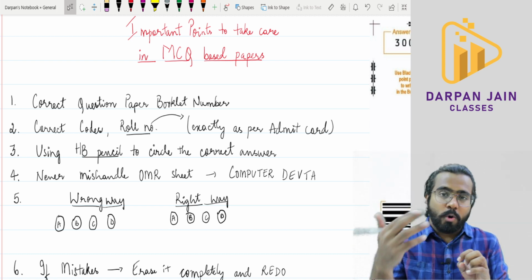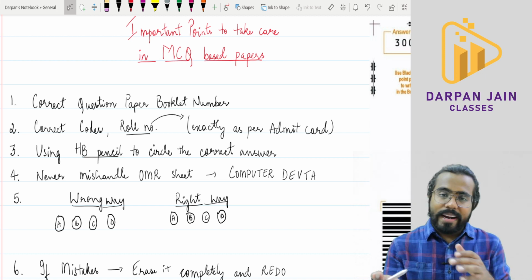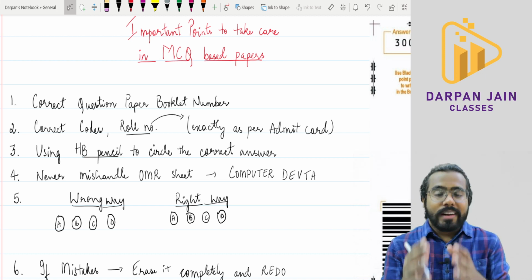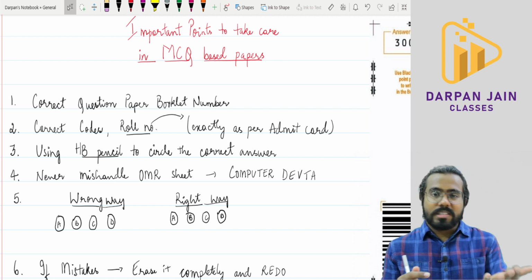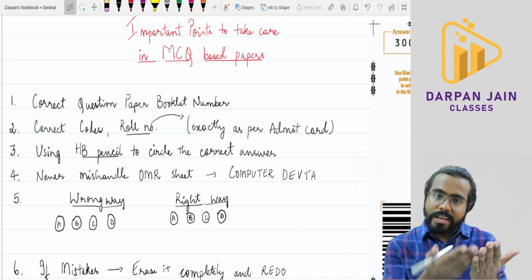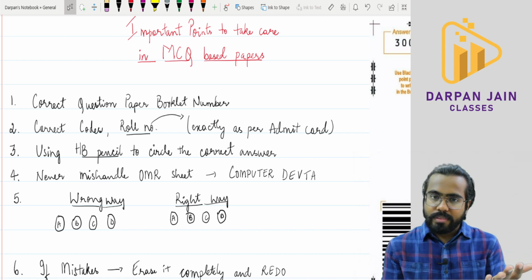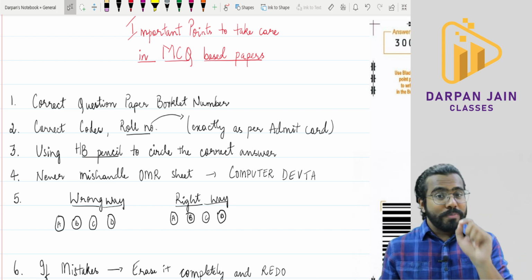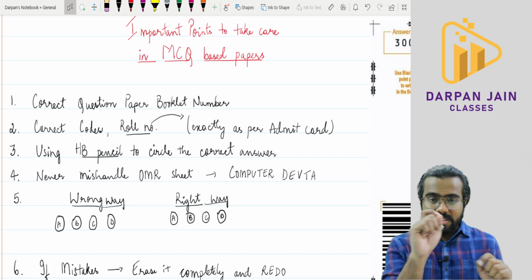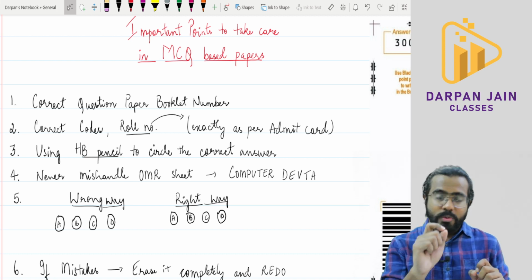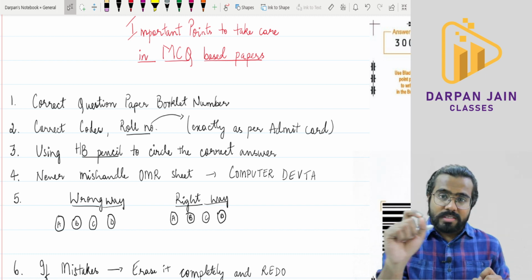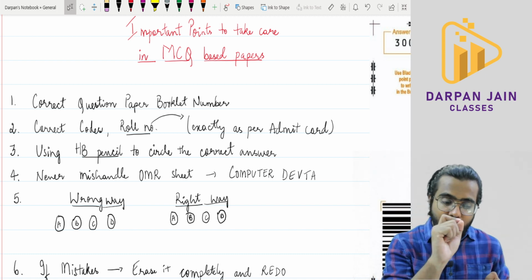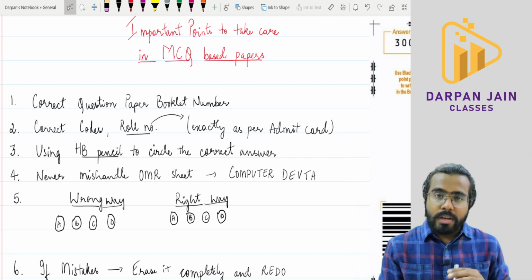The question paper code, the set codes that we saw, that again will be there on your question paper. Write them correctly. Write your roll number correctly as per the admit card. See your admit card, the roll number will be on the admit card, you just have to look at it and write it. Correct. Next, use HB pencil only to circle the correct answer. You cannot use pen there. Pen is only used to write in those boxes, to write the question paper booklet number, to write the roll number. But to circle, only HB pencil.